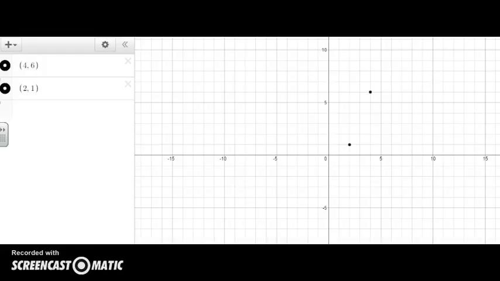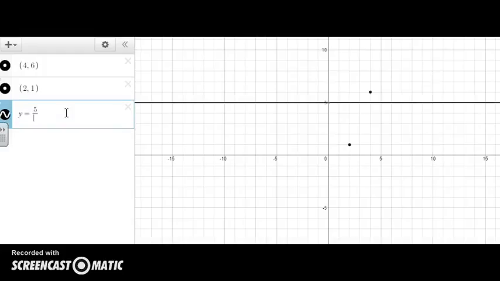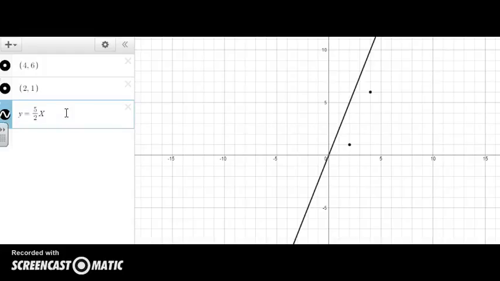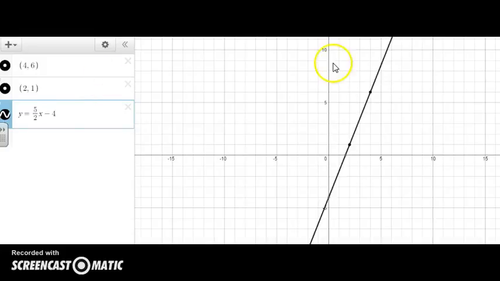So I've gone to Desmos, and you can see I've plotted my points 4, 6, and 2, 1 that we saw in our presentation. So now I'm going to check the equation we found. We found it was y equals 5/2 times x minus 4. And as you can see, I have created a line that includes those 2 points. And that should do it.